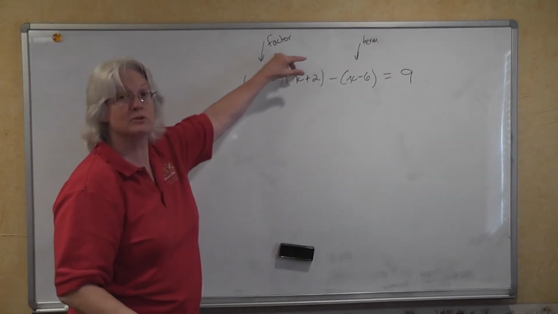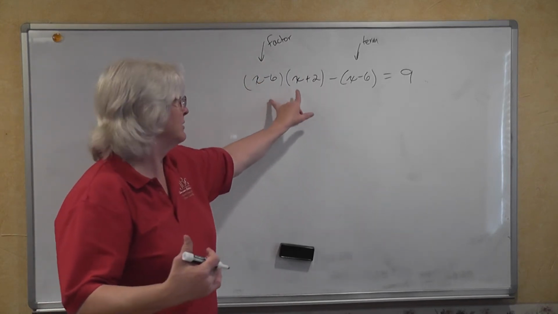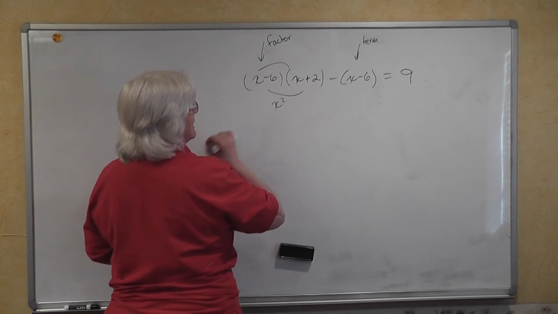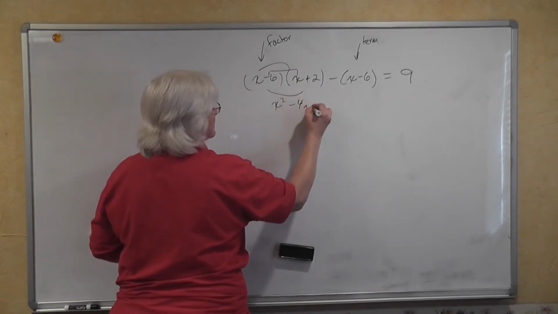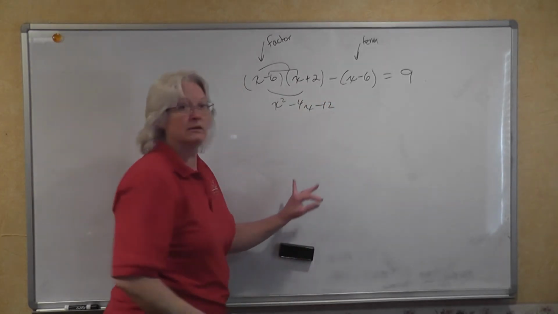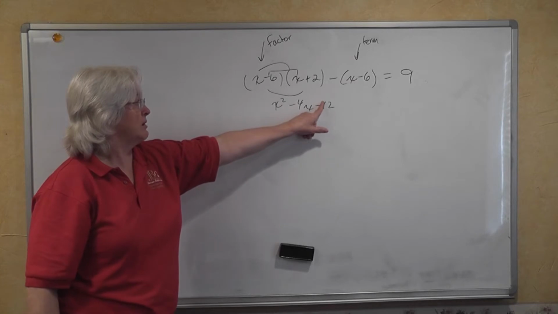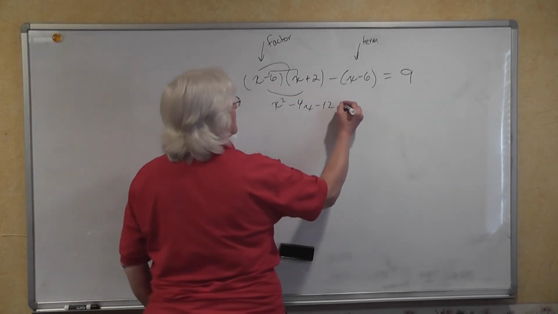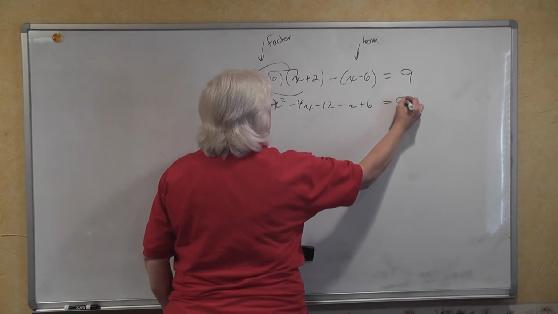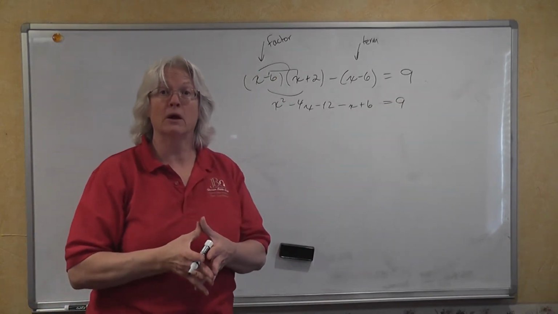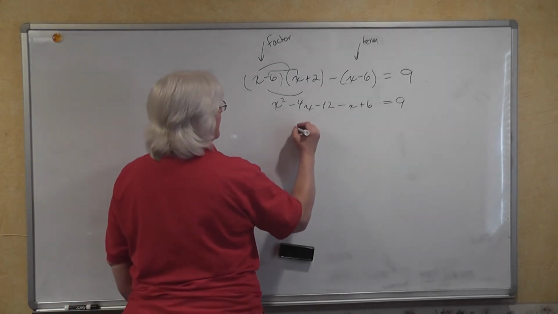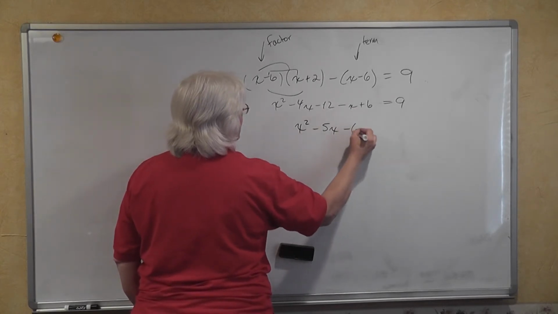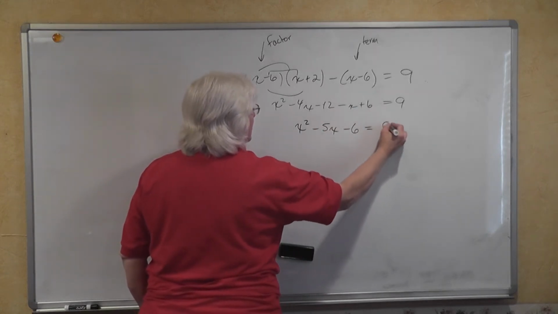You cancel common factors. What we have to do here is use our FOIL method to multiply these two binomials. X squared plus 2x minus 6x is a minus 4x. Negative 6 times 2 is a negative 12. X squared minus 4x minus 12. We're going to distribute a negative sign here. Minus x plus 6 is equal to 9. Now we need to go ahead and combine like terms. We have x squared minus 5x minus 6 is equal to 9.